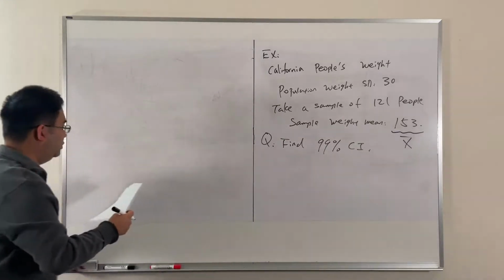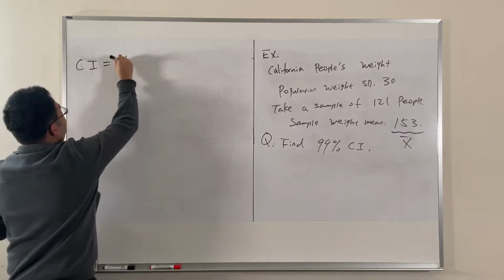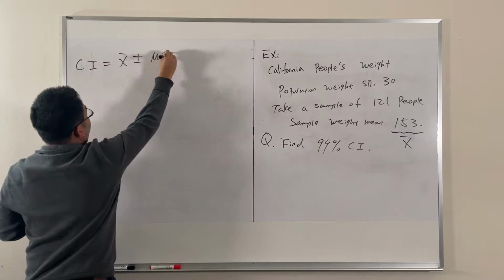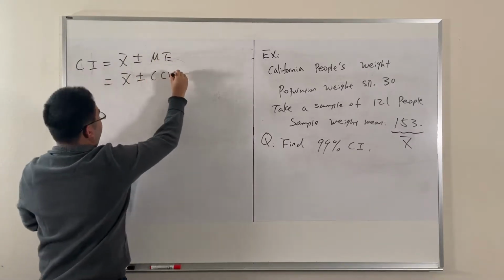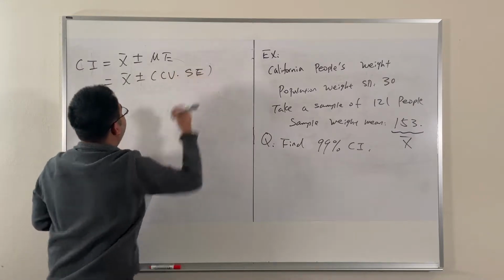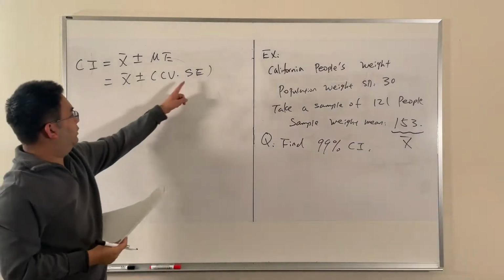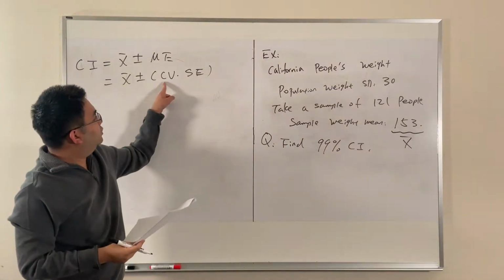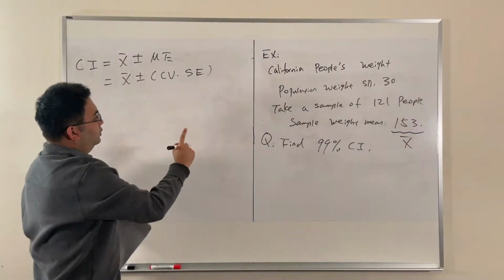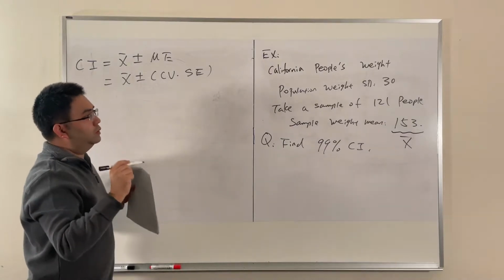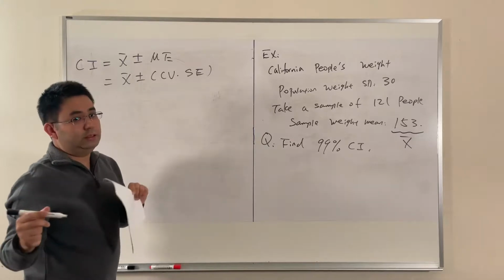So let's start by writing out the formula. Confidence interval equals x bar plus minus margin of error, and this equals x bar plus minus critical value times your standard error. And then we just need to plug in numbers. So we know this, and we can calculate this. And let's look for the critical value here. Since we know the population standard deviation, we're going to use our z-table.